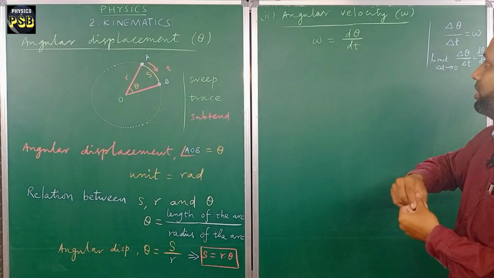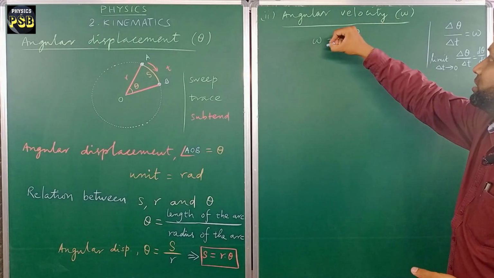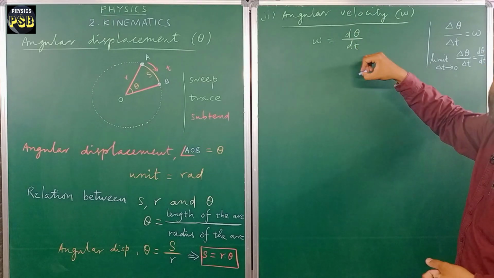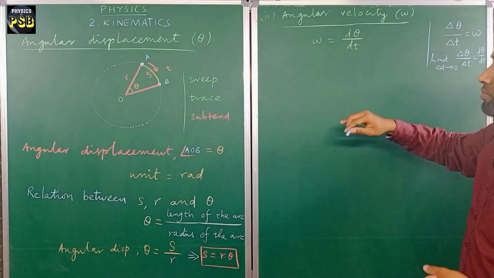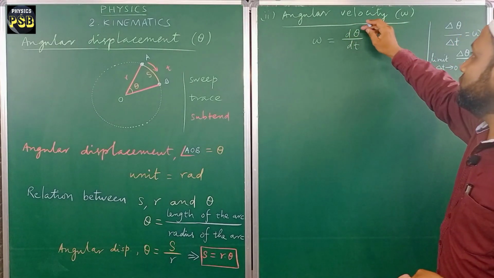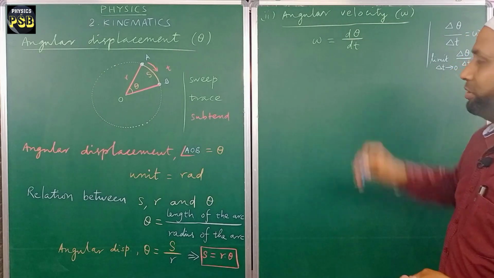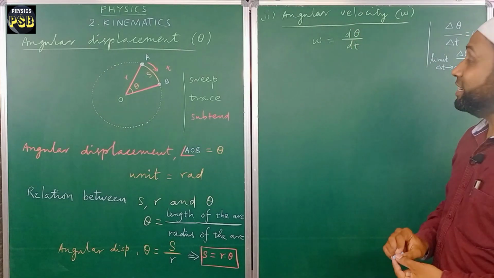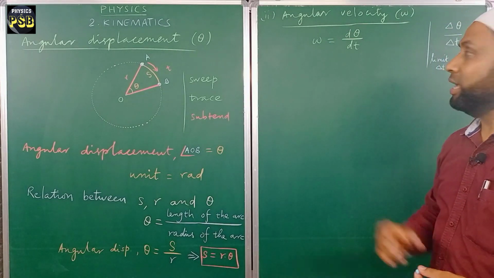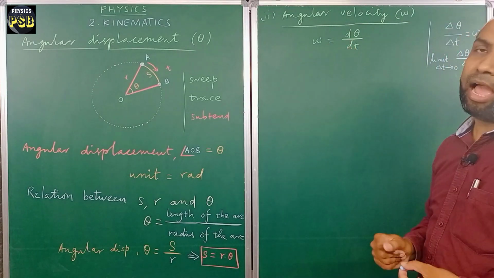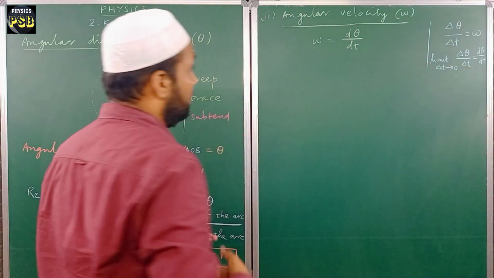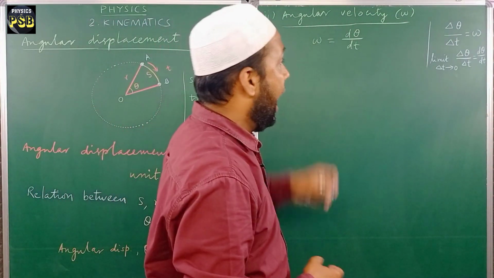So what does it mean? Here d theta means change in angular displacement with the change in time. For this change in the time, the angular displacement changes to this extent. This is what is mentioned here. Now how do we read this? It is read as the rate of change of angular displacement, and it gives us angular velocity. And what is the unit? How do we measure angular velocity?